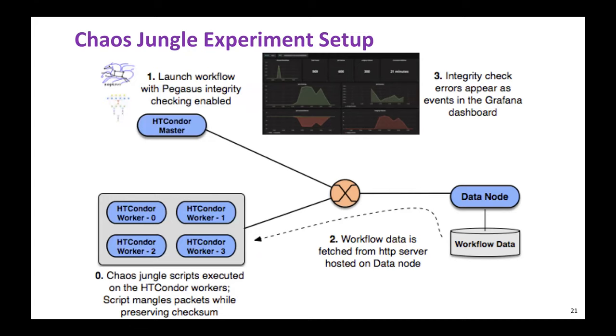So that's step zero. Step one, we launch the workflow with Pegasus integrity checking enabled. And then during the workflow execution, when the workflow data is fetched from the data node, Chaos Jungle automatically mangles the packets, makes the data corrupt. And now we can check whether Pegasus is able to detect those errors. And second, whether it can move past those errors, right?